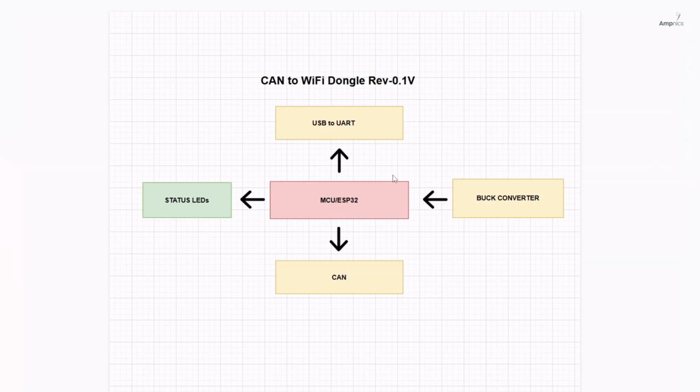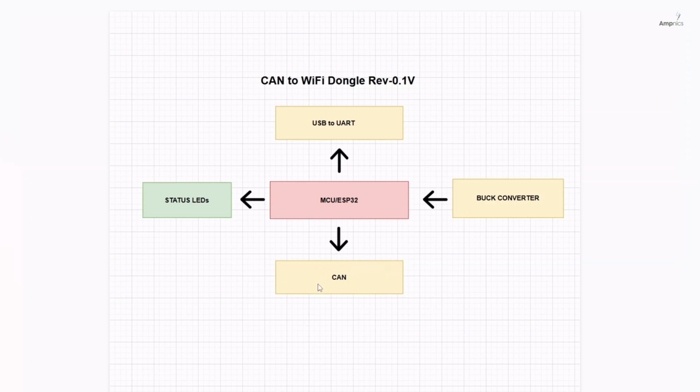All right, so guys, we have here a fundamental block of our project, which is like you can see here five blocks: a MCU, buck converter, USB to UART, CAN, and status LED. So the main brain of the whole project is this MCU, which is our ESP32 board, and we all know that ESP32 has BLE, classic Bluetooth, and Wi-Fi capability. All right, and then we have a CAN section.